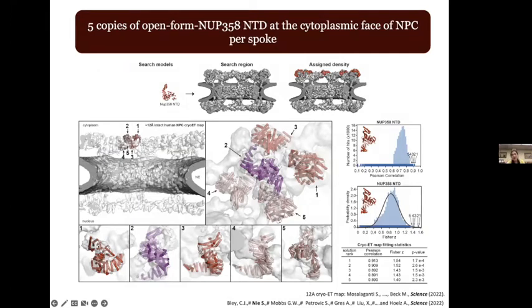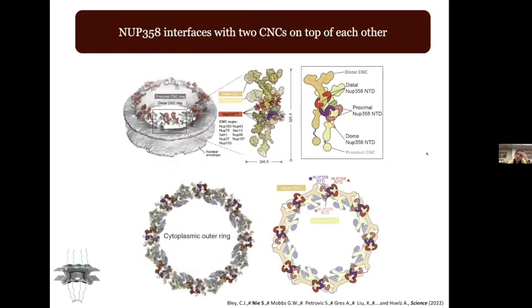We can see that the N-terminal region fits the density quite well, but when we tried to do the same thing for the closed form, it crashed. This approach indicated that probably in the solution, the open form of 358 is the real state. When we look closer, we found that four copies of 358 wrap around the stick of the nuclear pore rings, with one copy of 358 linked above these four copies.